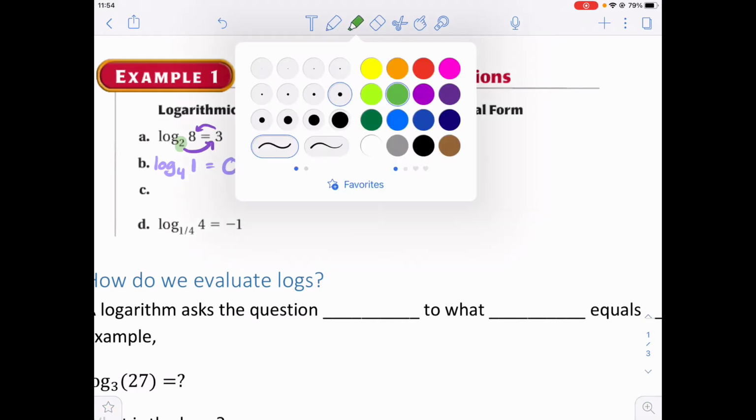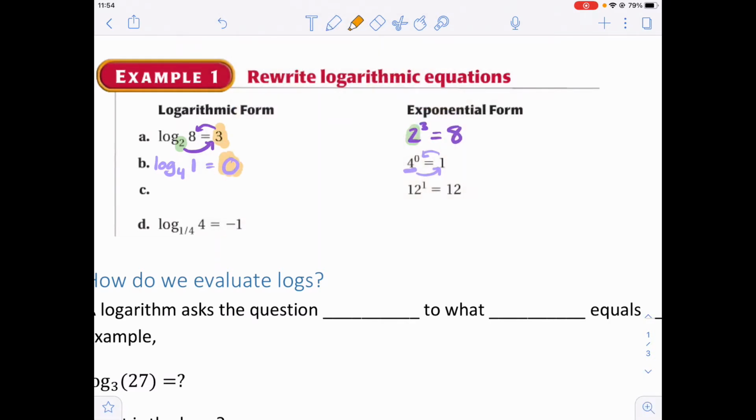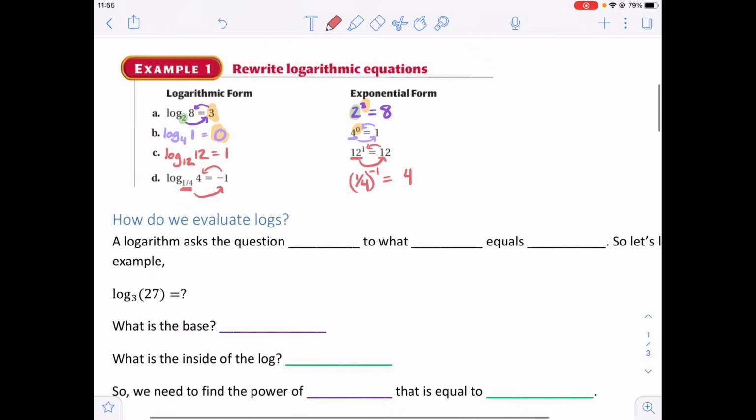And so if you notice, our log is equal to the exponent. So in our next one, we've got log base 12, because that's our base over here. Log base 12 of 12 is equal to 1, the exponent. Here we're going the other way. We've got a log. Base stays base. This is log base 1/4. So 1/4 to the negative first power, put this in parentheses, equals 4. So that's how we go back and forth.